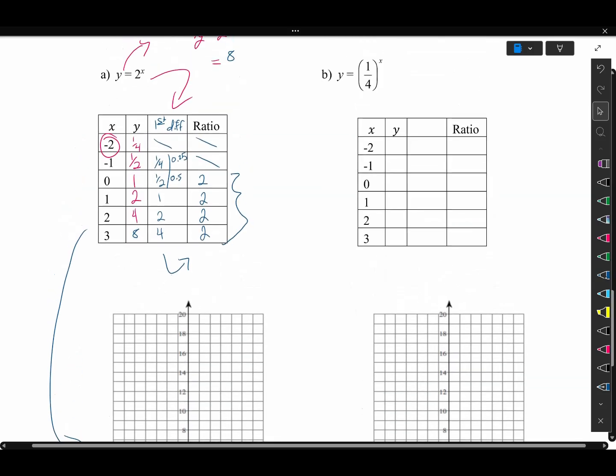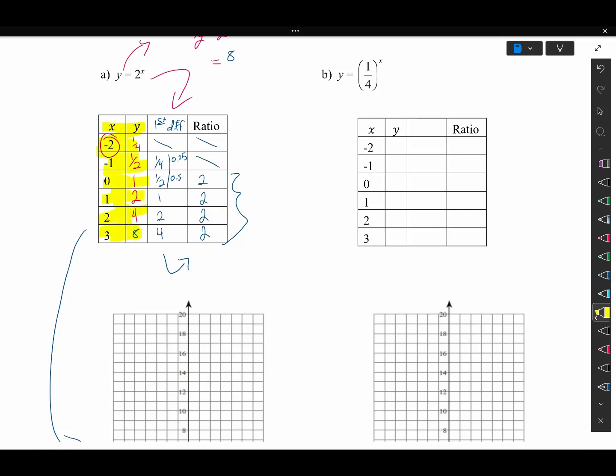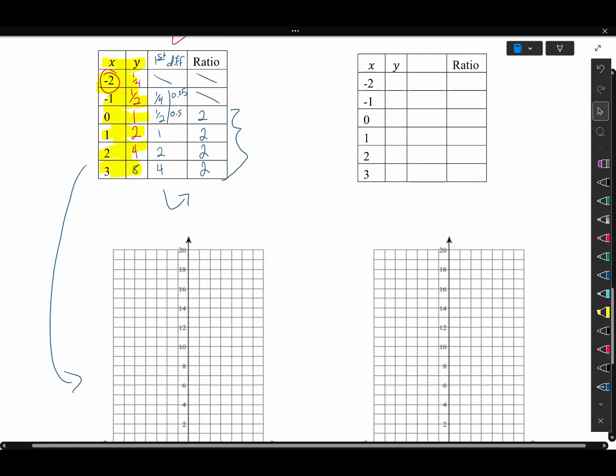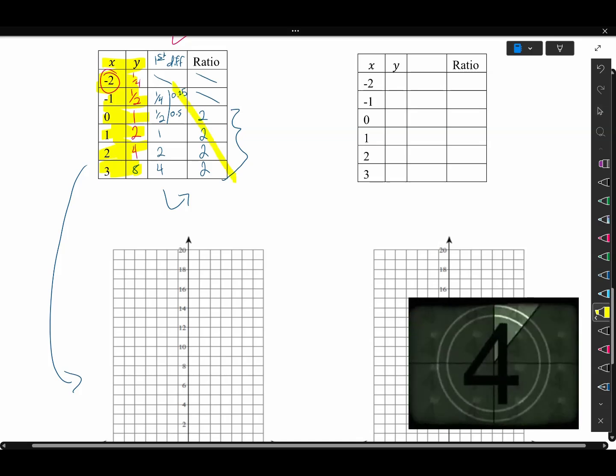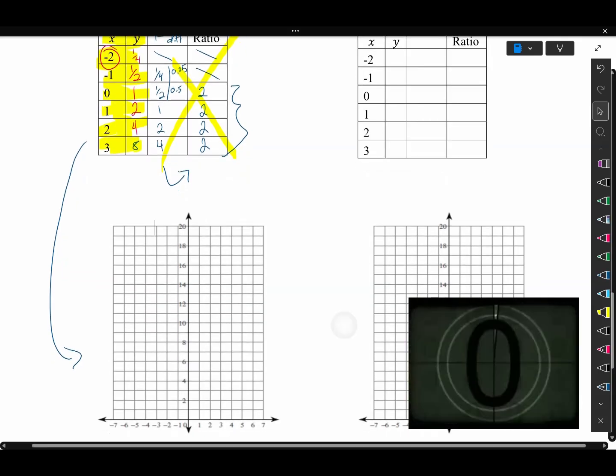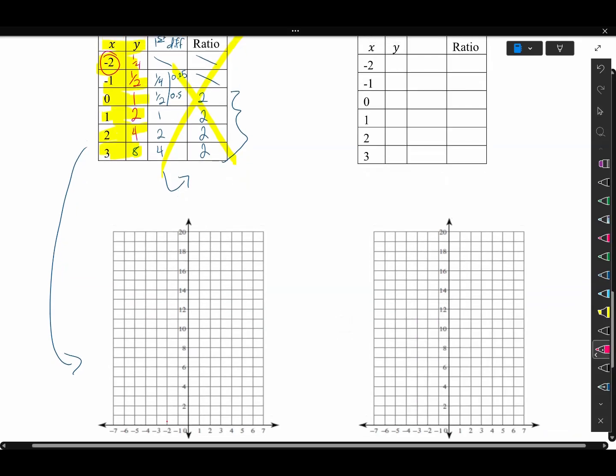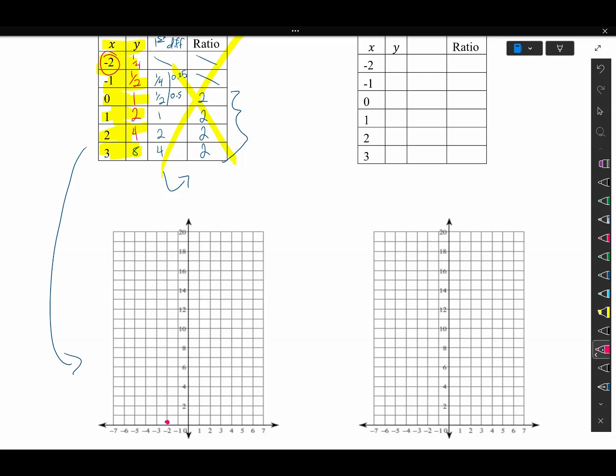The coordinates we're concerned with are just the x and y coordinates, okay? So as much as we calculated our first differences and our ratio, that's great. That's really helpful to tell us whether we're working with an exponential. But now, if we're putting it on a graph, we don't care about those two columns anymore. We're just working with our coordinates. We're working with -2, positive 1/4. That's less than 1, that's more than 0, and it's a little bit closer to 0. Working our way forward.